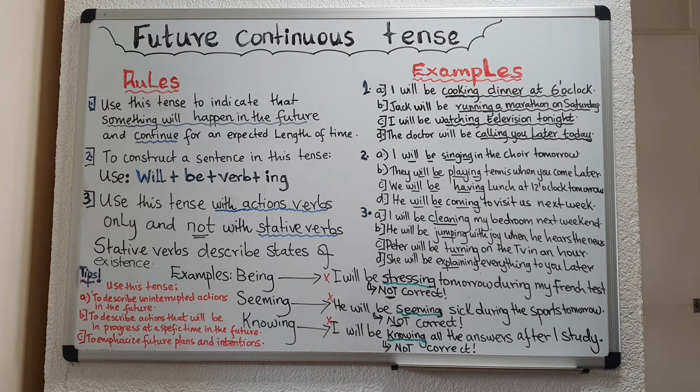Action verbs are doing verbs. They are verbs which indicate that somebody is doing something physically. So use this tense with action verbs, and action verbs are doing verbs. They are verbs in which people do things physically. So use this tense with action verbs only.